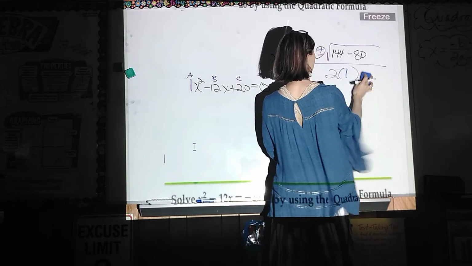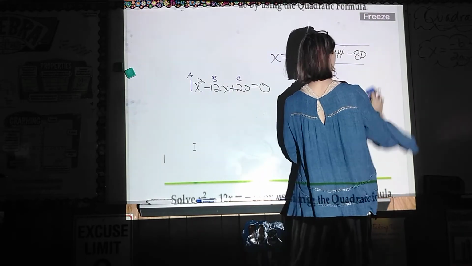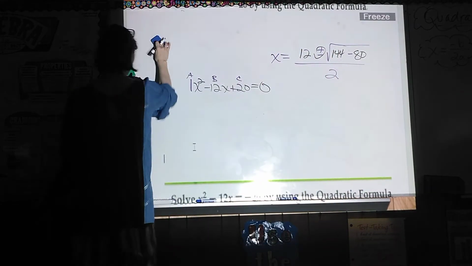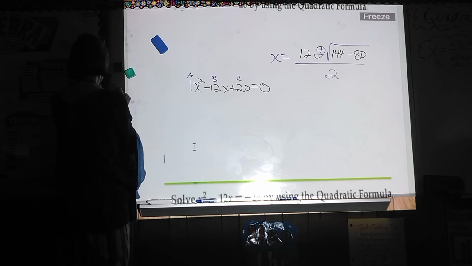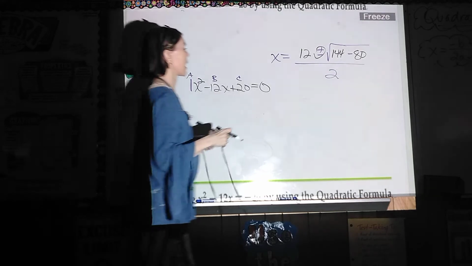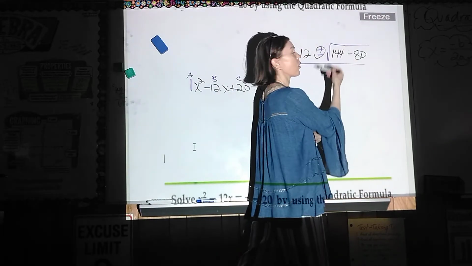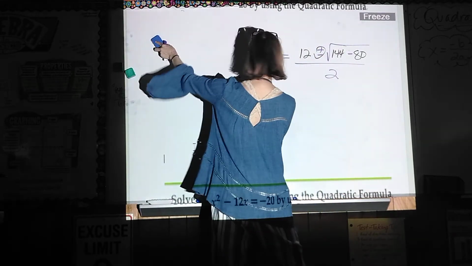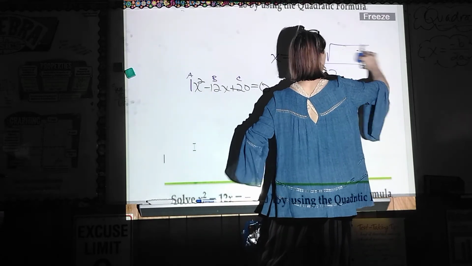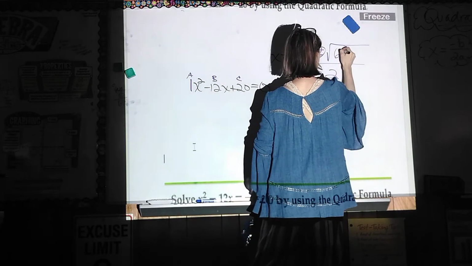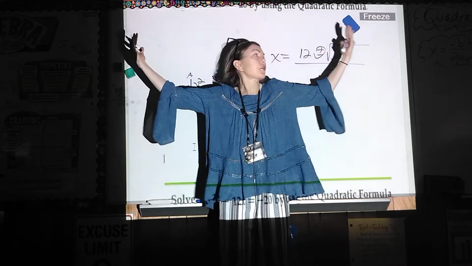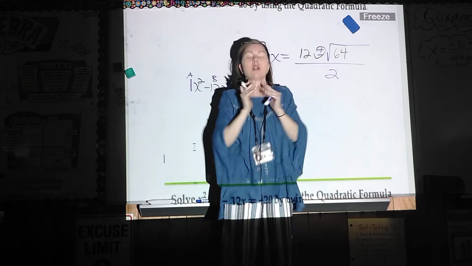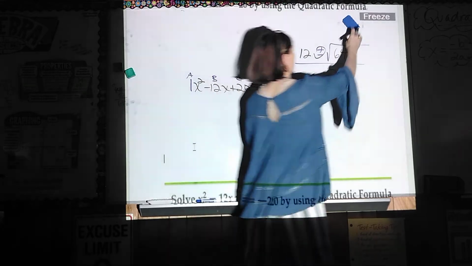2 times 1 is what? 2. Okay. So now I need help. So over the side, 144 minus 80. Yes, I need help. 144 minus 80 gives us 64. Are you guys seeing how things are getting shrunk down from here? Okay, yes. All right.